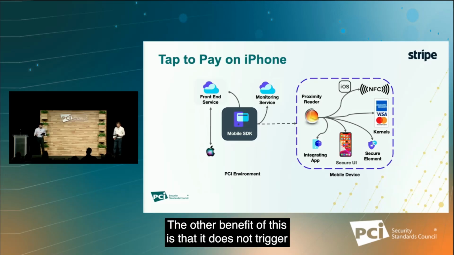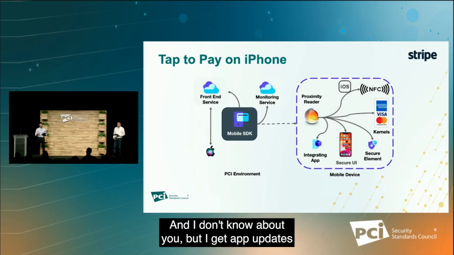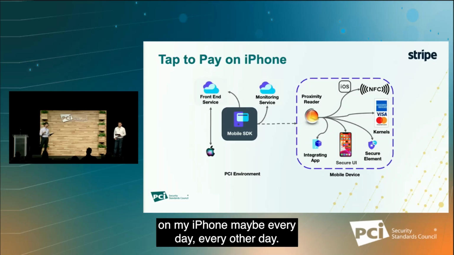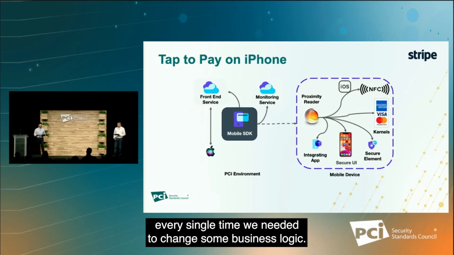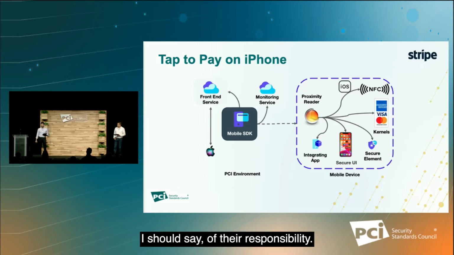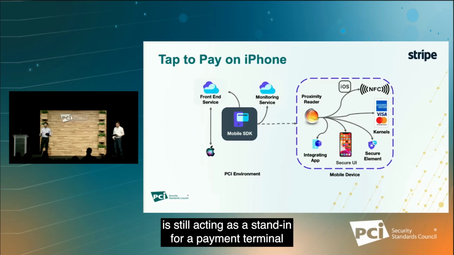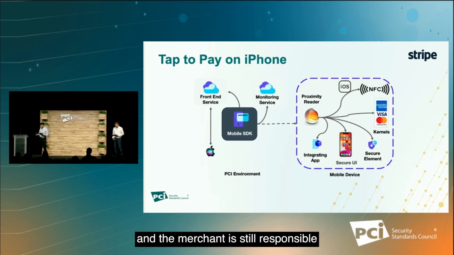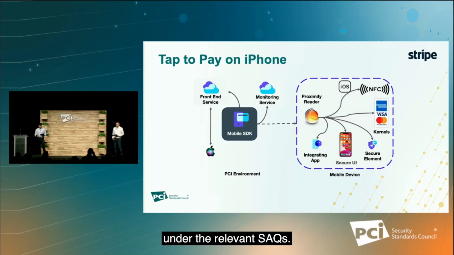The other benefit of this is that it does not trigger an assessment of the entire end user application. I don't know about you, but I get app updates on my iPhone maybe every day, every other day, and that would be quite a pain to have to reassess every single time we needed to change some business logic. With all that, though, this doesn't absolve the merchant of their responsibility. After all, the mobile device in this scenario is still acting as a stand-in for a payment terminal. And the merchant is still responsible for the same things that they're responsible for today under the relevant SAQs.